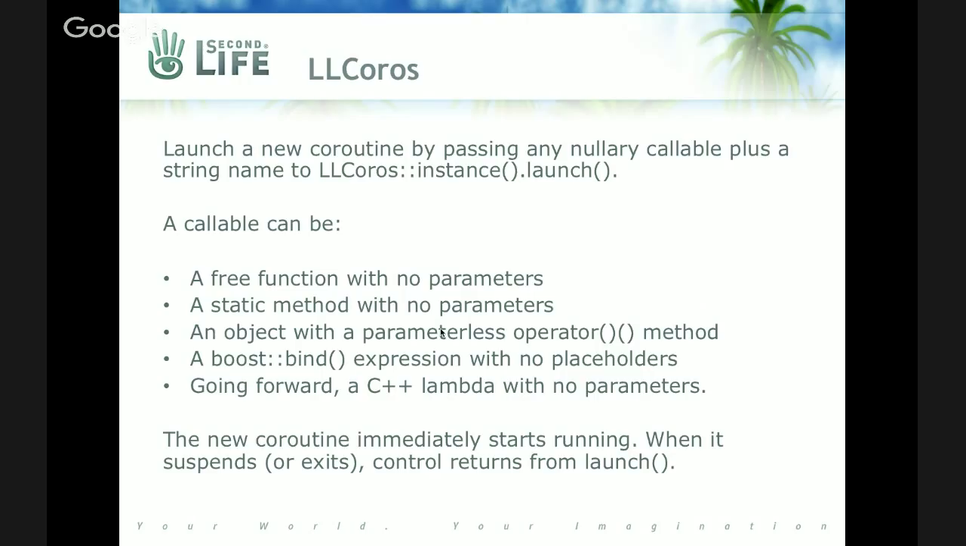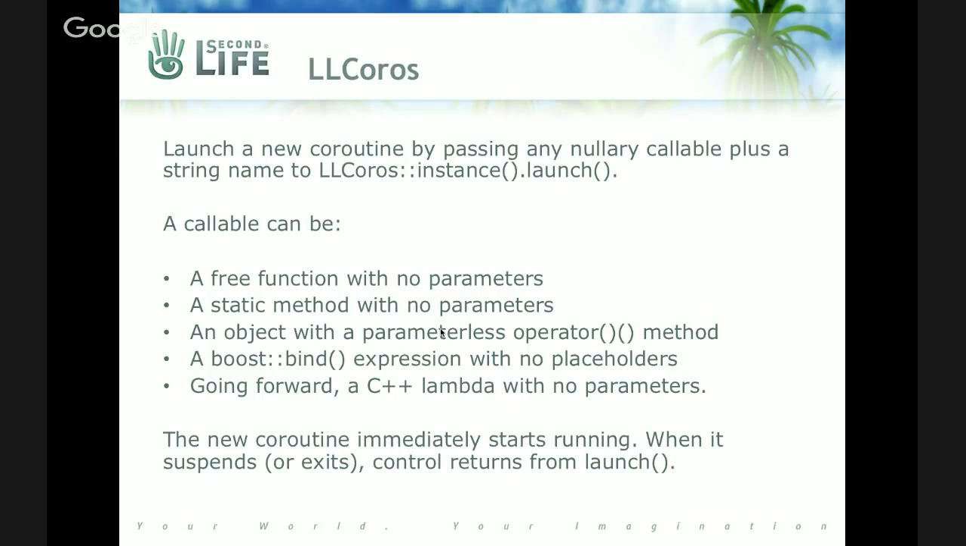Here's some about the machinery that we have introduced into the viewer to support them. There's an LL-Coros class. It's an LL singleton. Those of you familiar with LL singleton know that LL-Coros::instance gets you the canonical instance of the singleton. Its launch method starts a coroutine. You pass to it any nullary callable.